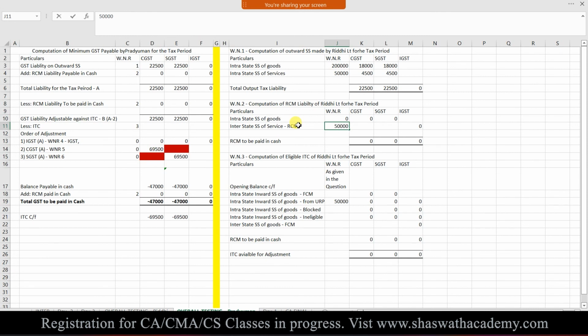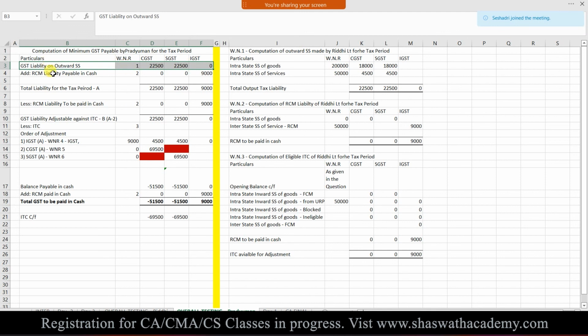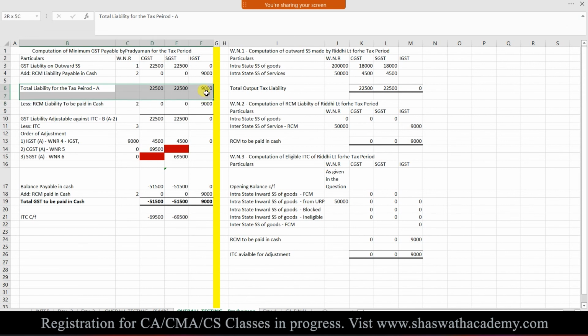Here is where the beauty starts. Look at this, my dear, how auto updations are happening. My total output tax liability is 22,500. It gets updated on total output tax liability. My RCM on inward liability is 9,000. It is getting updated from here. So my total liability for the period is 22,500 and 9,000. But this 9,000 I cannot pay in cash. Therefore, the GST liability adjustable in ITC remains only 22,500.